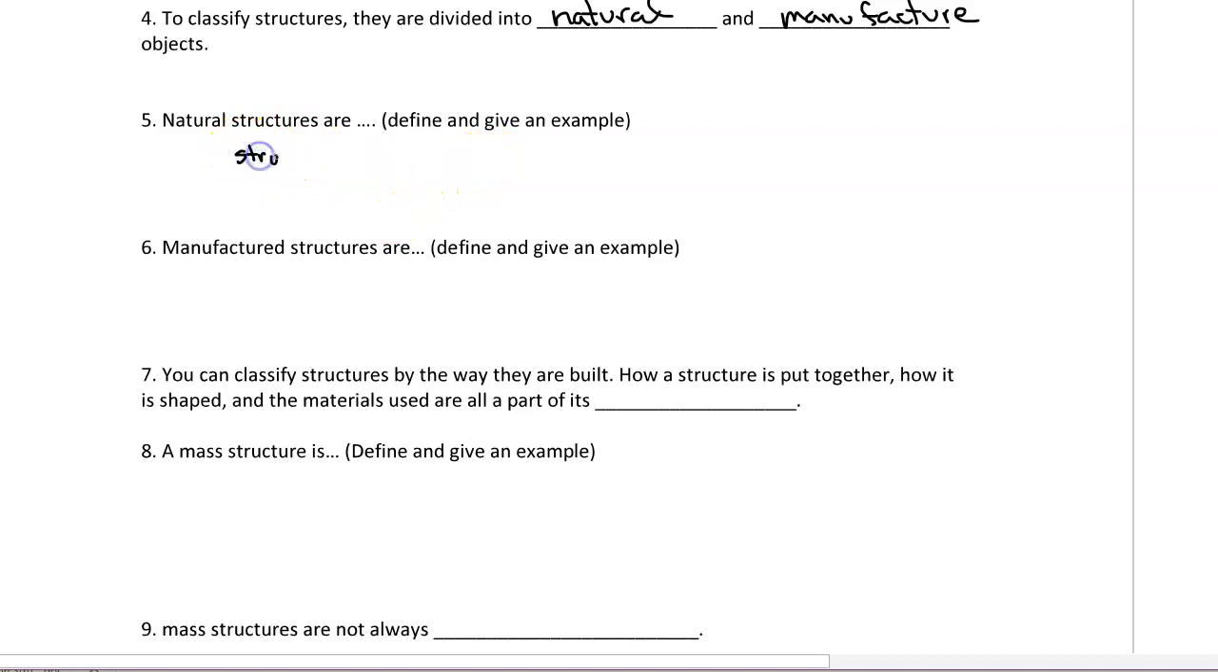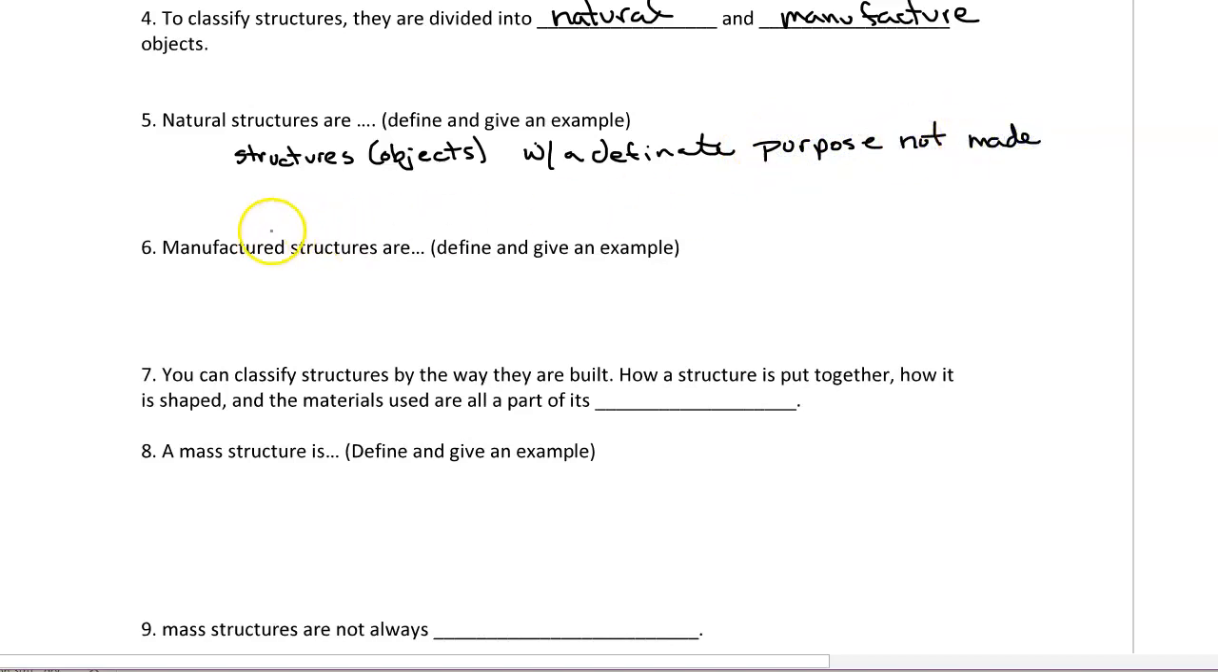Right? So structures, or probably better to use the word objects with a definite purpose, not made by people. So if it is not made by people, we call it natural. And so an example of this might be something like a bird feather. A bird's feather has a definite purpose and is not made by people.